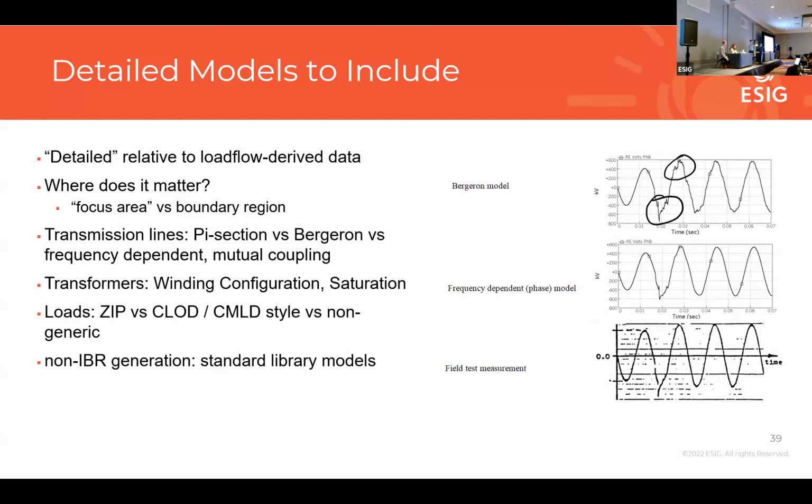Loads, similar sort of thing. We can have zip loads, which are just constant impedance loads, or models that have some induction motor load content, like a C load or a CMLD. And then we have a non-generic set of models, which would be specific for an arc furnace, or maybe a data center load that is extremely volatile or something like that. So we have to make a decision there on what we choose as well. Lots of trade-offs between simulation time and complexity.